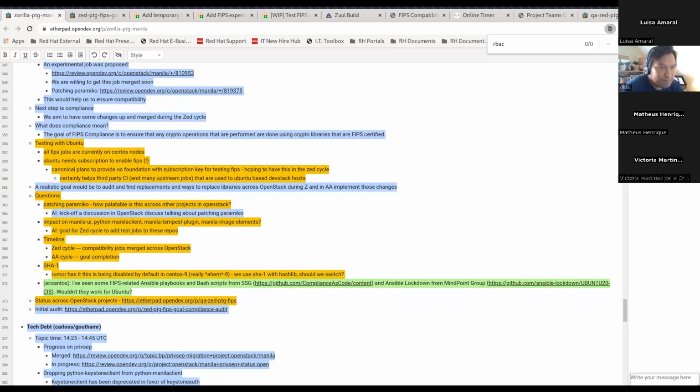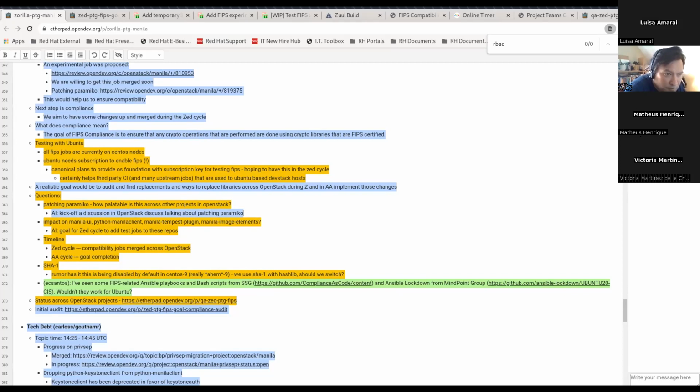Great. Next thing that we have here is the timeline: that cycle, compatibility jobs merged across OpenStack, and the EAA cycle, the completion. On this one, as I mentioned, we will possibly be going over the dependencies, doing an audit and identifying what needs to be changed and how to change those, and then for EAA, actually do the changes and get them in.